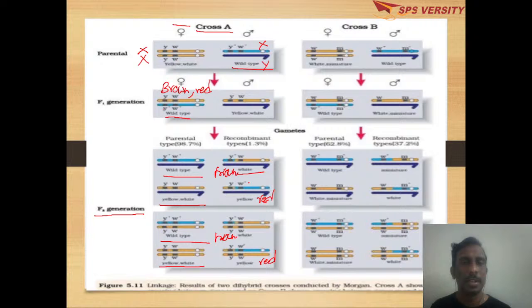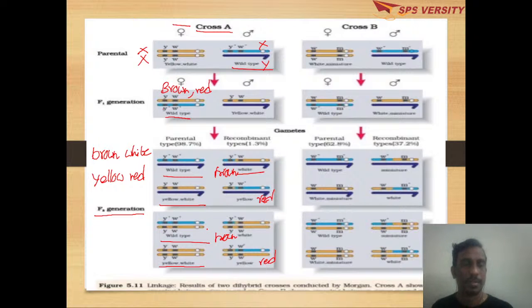So what is parental combination? Yellow body white eyes, brown body red eyes. But here what we got, the brown body white eyes, a small percentage of this. And next, yellow body red eyes, which is different from parental combination.